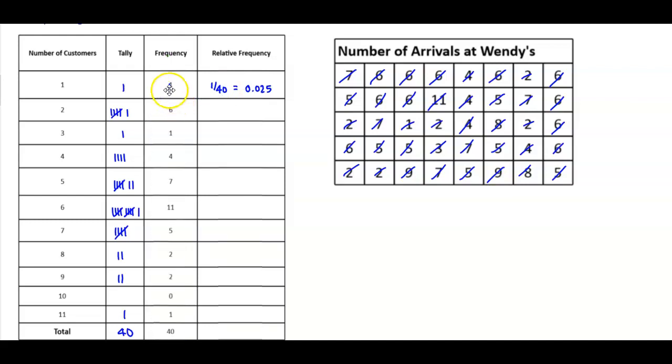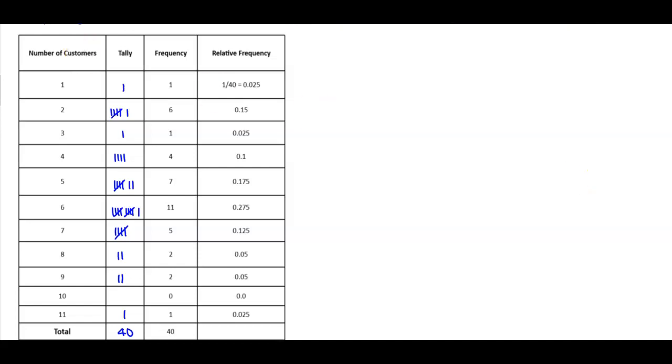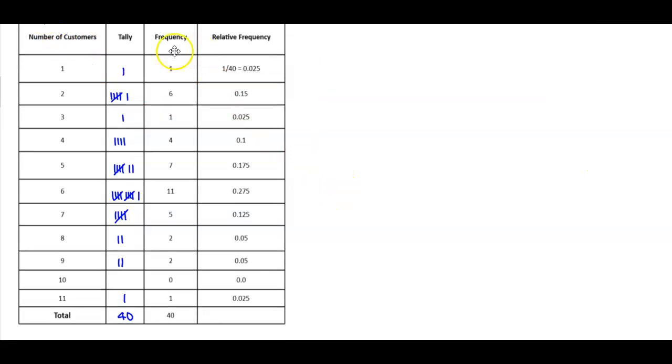Now let's fill in the rest of the information here. So we have 1, and then we had 6, 1, 4, 7, 11, 5, 2, 2, 0, and then 1. And then here is our frequency. Here is our frequency and our relative frequency for our information. So here is our result.